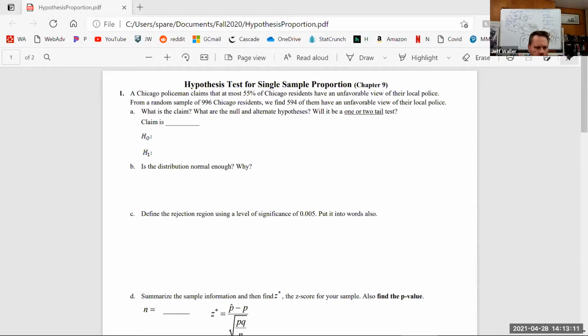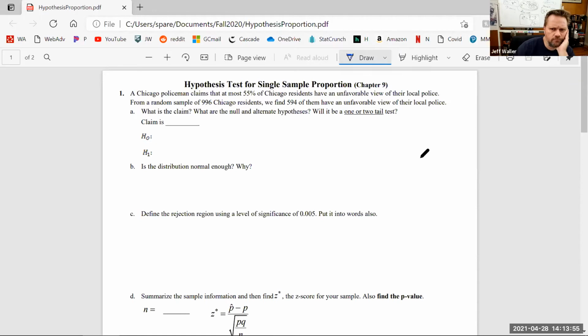So read through that problem. See if you can figure out what the claim is. Oh man, I was going to say everybody I could see has left. Is everybody still there? Are you guys out there? Can somebody tell me what the claim is? Well, there's Ethan, thank you. Anybody see what the claim is? That 55% of Chicago residents have an unfavorable view of the local police. Not quite. At most 55%. Yeah, all right, now change that into Mathish. That's too much English. Change it into Mathish.